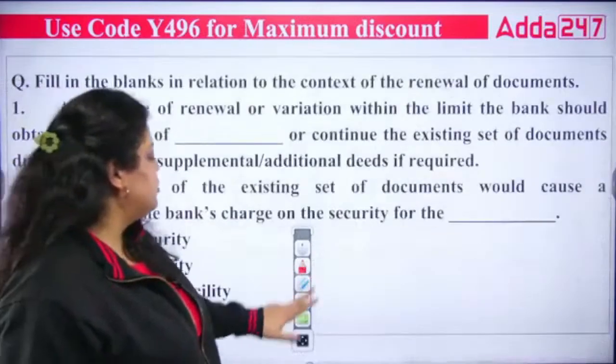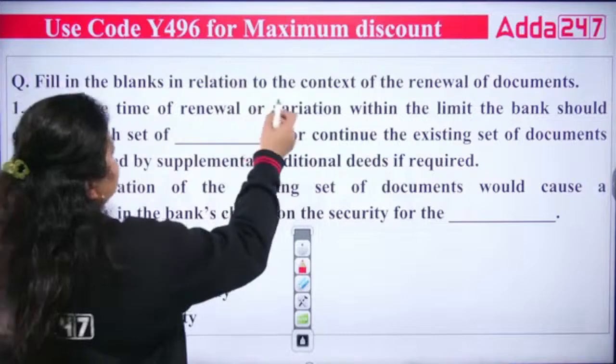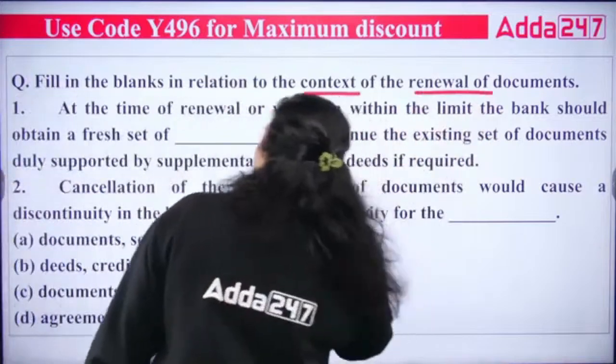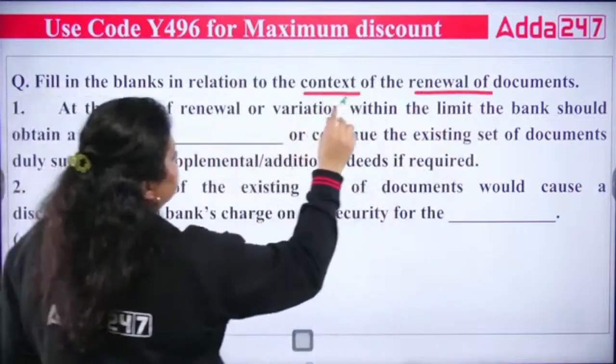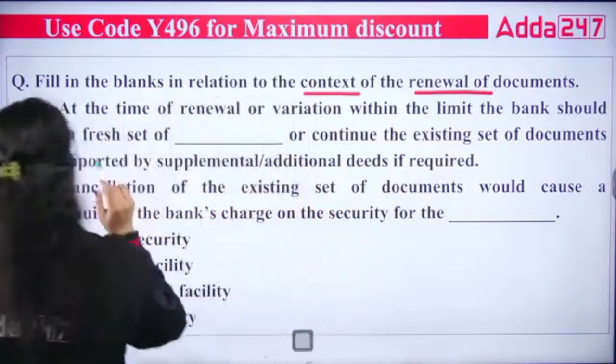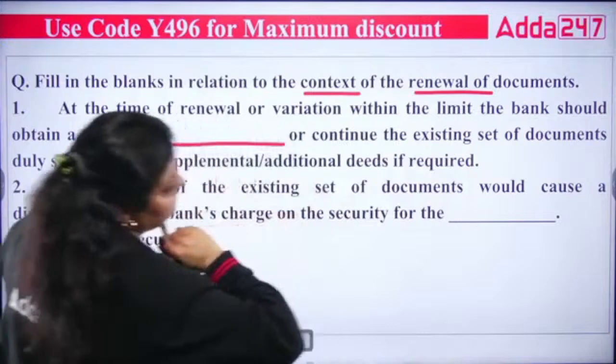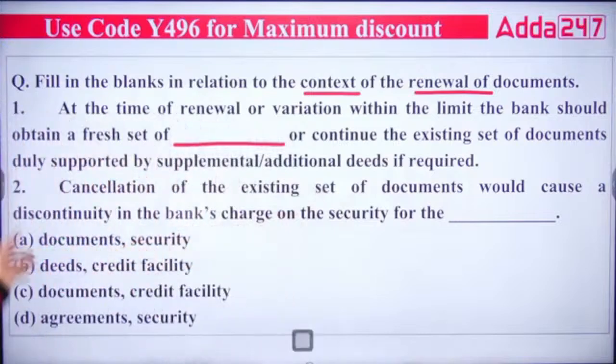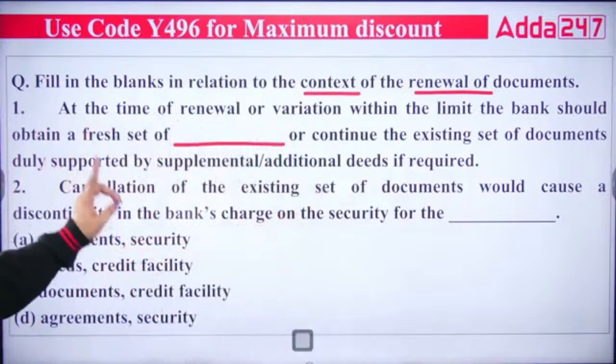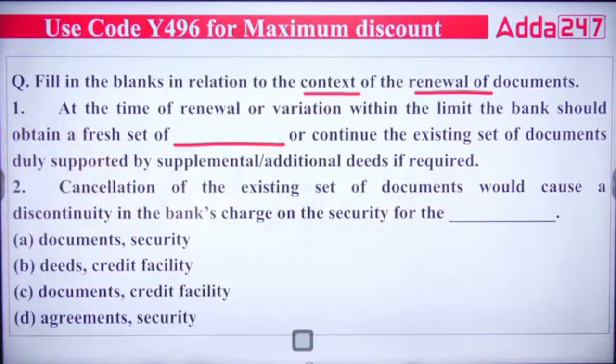Okay, next question. Filling the blanks in relation to the context of the renewal of document. First, at the time of renewal or variation within the limit, the bank should obtain a fresh set of dash or continue the existing set of documents duly supported by the supplemental additional deeds if required. Second, cancellation of the existing set of document would cause a discontinuity in the bank's charge on the security for the dash.